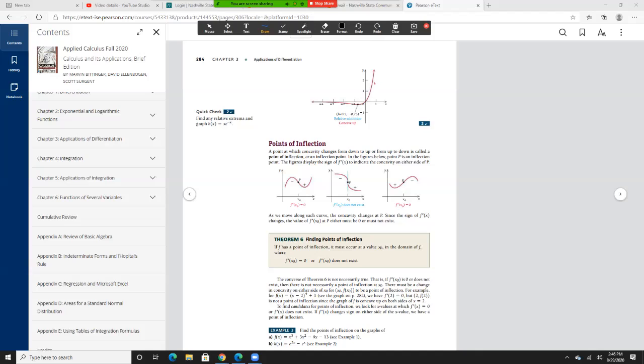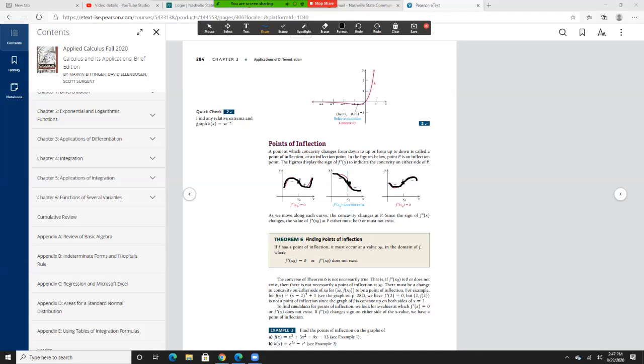And as I said earlier, points of inflection occur when the graph changes concavity. Notice that here we have concave down, and suddenly it becomes concave up. And in between there, somewhere in the middle, is the point of inflection. Same thing with the graph in the middle. We're concave down, then we're concave up, and there's the point of inflection. Concave up here, suddenly concave down, and again, point of inflection.